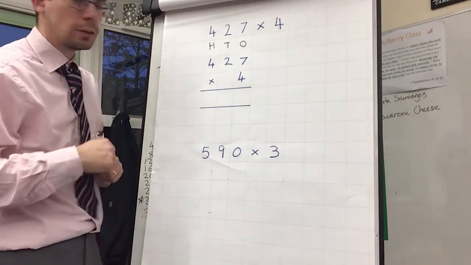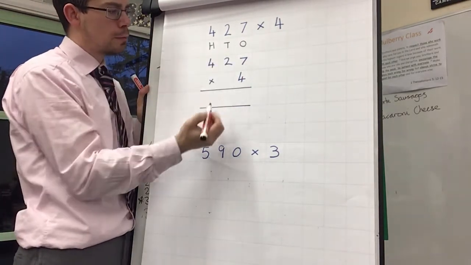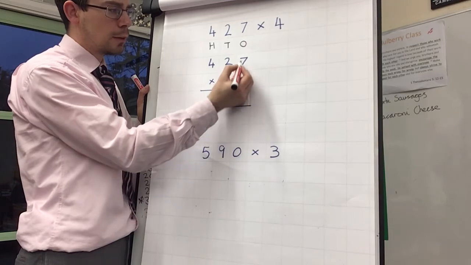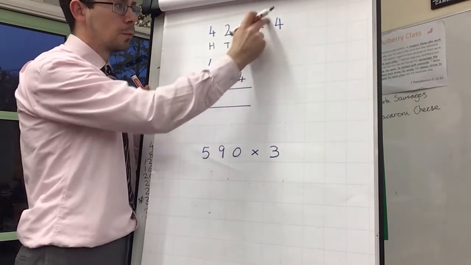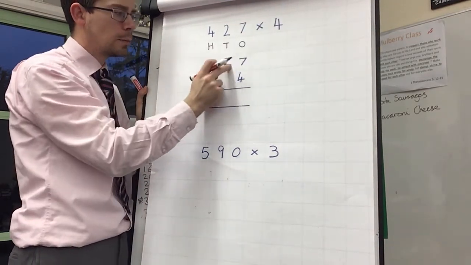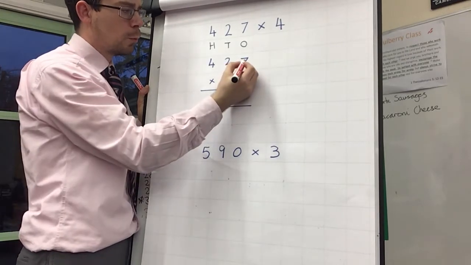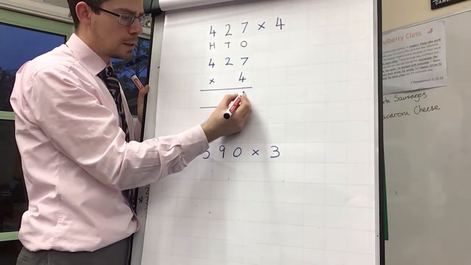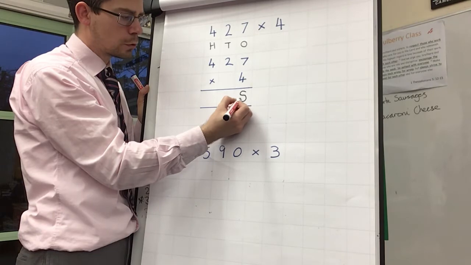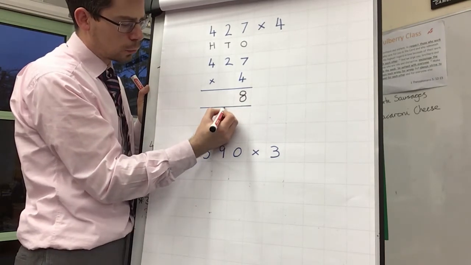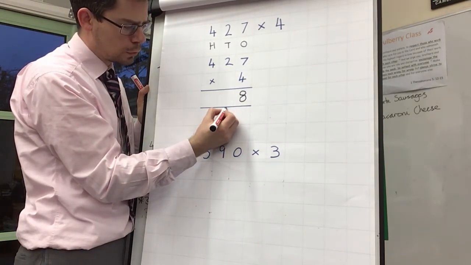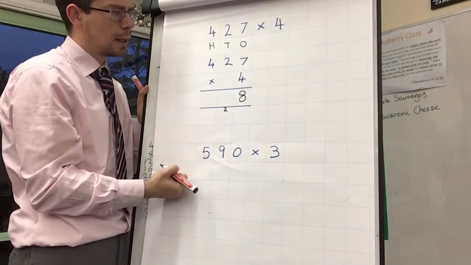So I've laid it out with my place value columns. I'm going to go along timesing each part by 4 because I'm timesing the whole number by 4, so I need to times each number by 4. 7 ones times 4 is 28, so the 8 goes in the ones column, the 20 or the 2 tens go in the tens column.